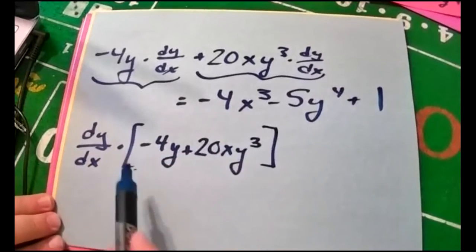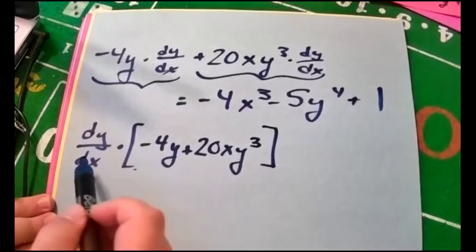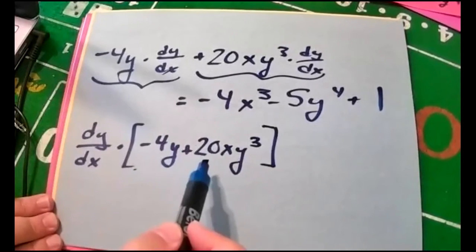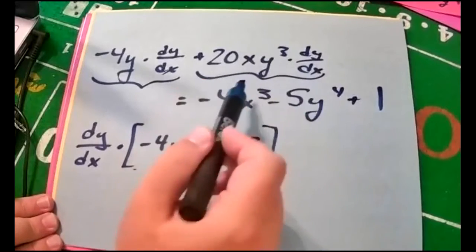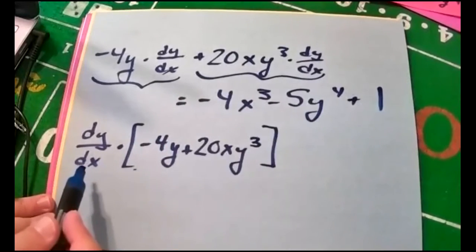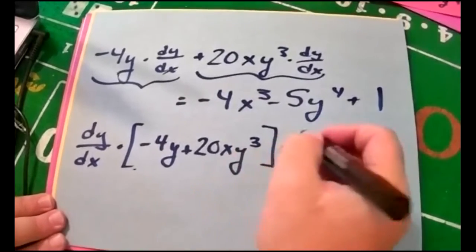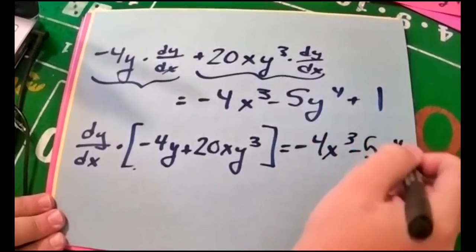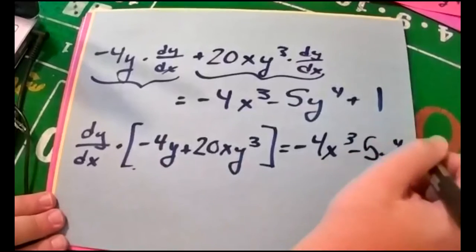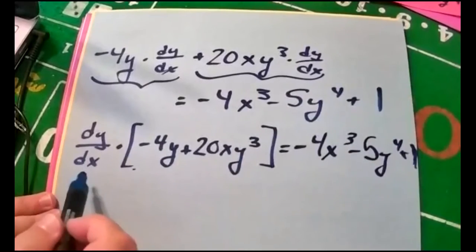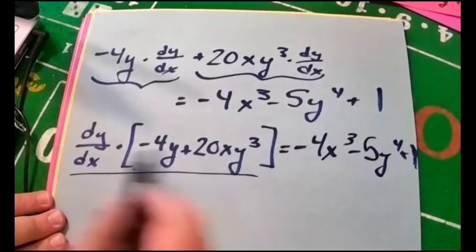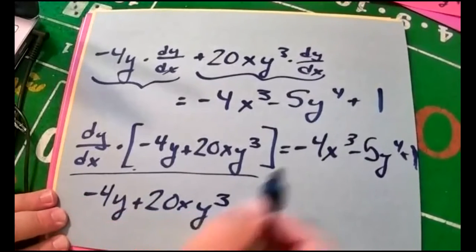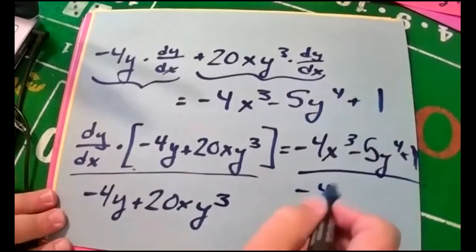Now, see how the GCF factoring method brings you back to the distributive property, meaning if I took this and distributed it through, I'd wind up with this term, and then when I got to the 20xy cubed, I'd wind up with this whole term. So I have factored out dy/dx, and now on the right, I still have that polynomial there, negative 4x cubed minus 5y fourth plus 1. To finish up now and get my final derivative, I can isolate dy/dx by dividing by the entire expression in the brackets.